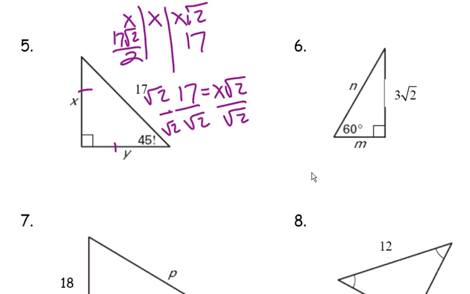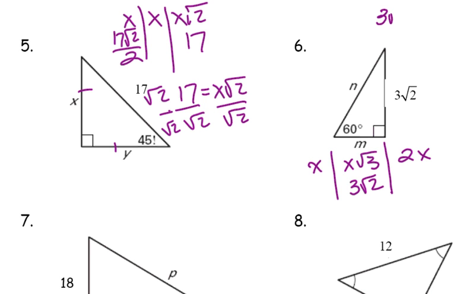So number 6, let's see, is a 30-60-90. So x, x radical 3, 2x. Where does the 3 radical 2 go? Well, it goes right here, 3 radical 2, which means that these two are equal to each other. So 3 radical 2 equals x radical 3.